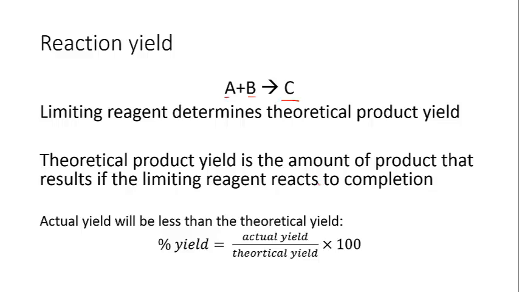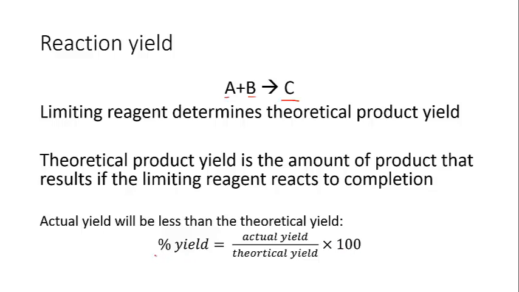In order to describe how efficient a chemical reaction is, chemists often use an expression called the percent yield. And this is a very simple expression. Percent yield is just the actual yield divided by the theoretical yield and then multiplied by 100 to convert your decimal into a percent.